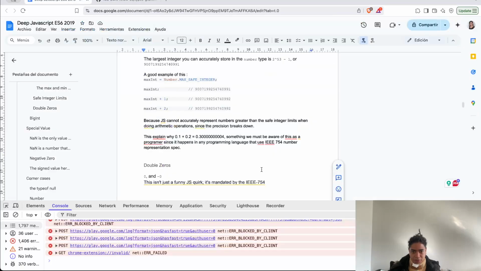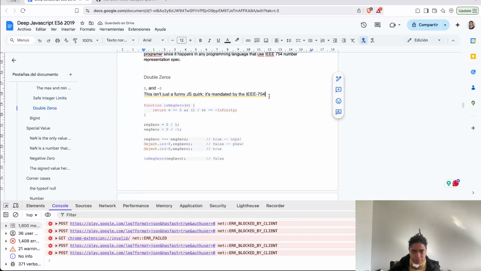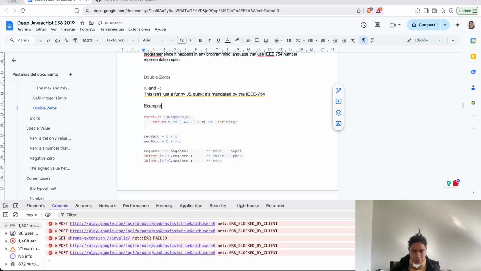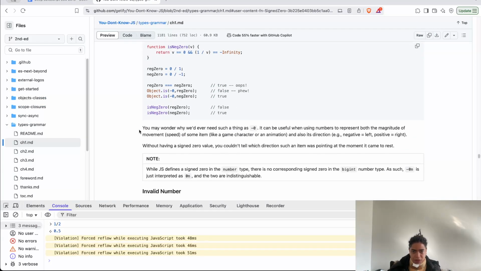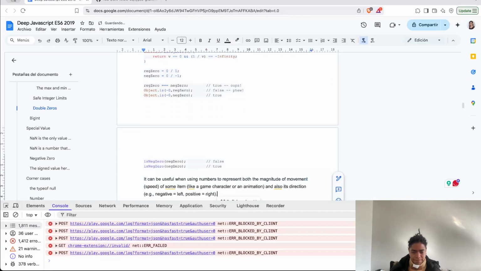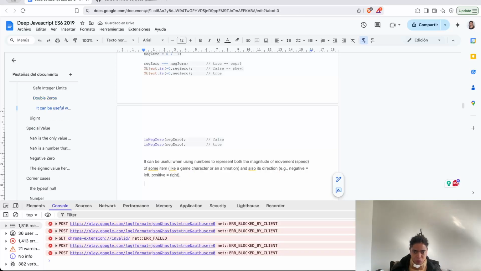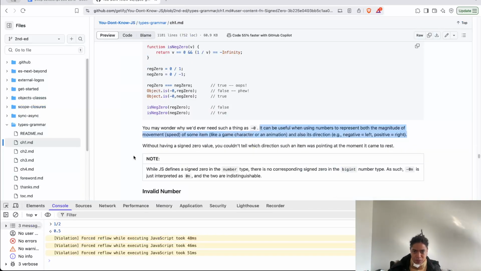Exactly. Because they are known examples here. So you may wonder, why do you need it? It can be useful to detect movement here. That's one of the reasons why I'm going to put this. It can be useful to detect movement or speed in animations. That's what we're looking at here.